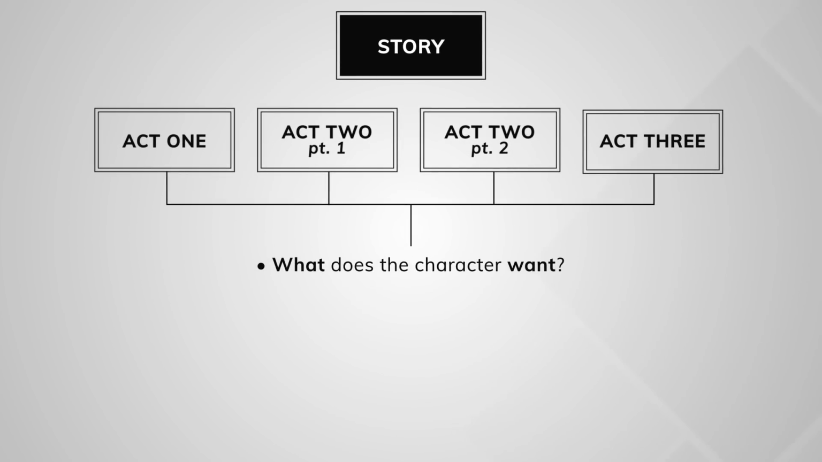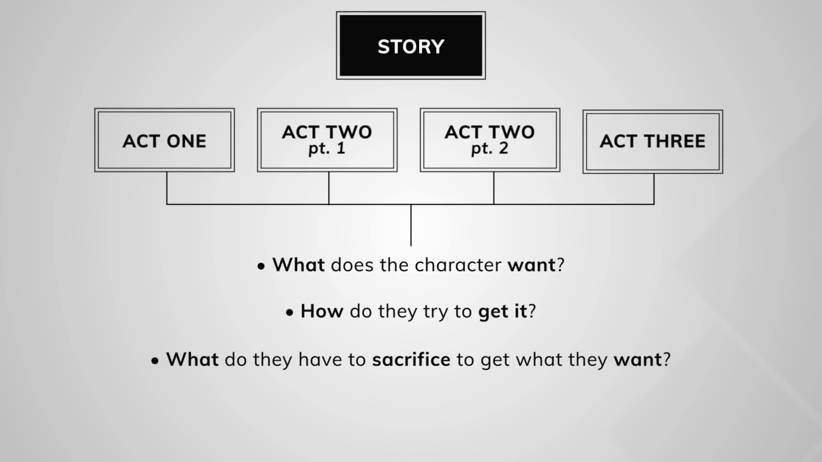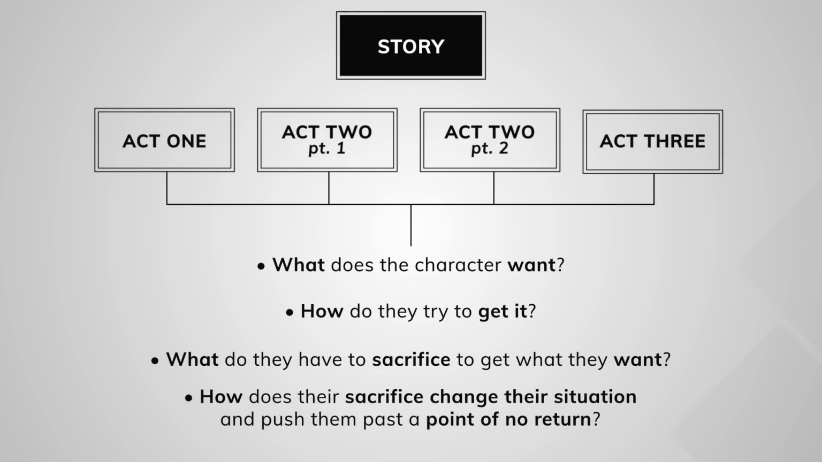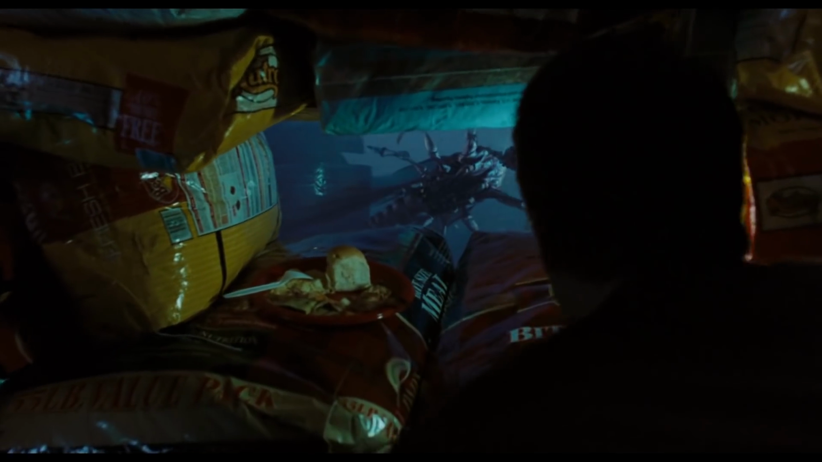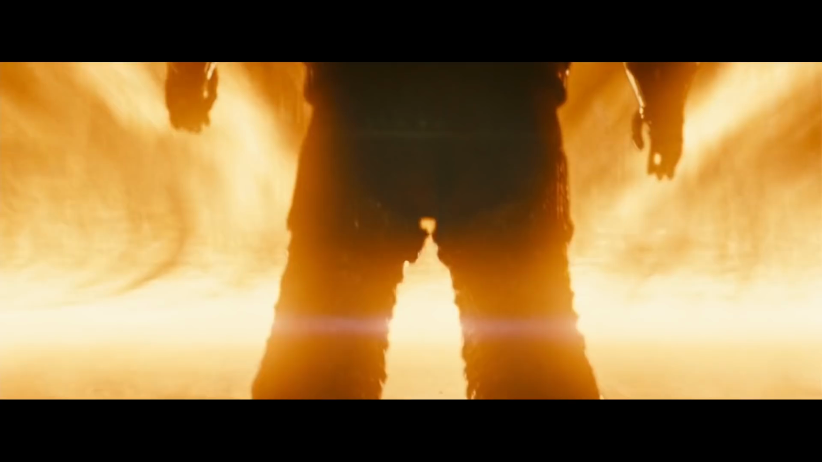What does the character want? How do they try to get it? What do they have to sacrifice to get what they want? And how does their sacrifice change their situation and push them past a point of no return? When you think in this way, you can begin to build cycles of progressive complications that continually change your character's situation and force them to adapt.